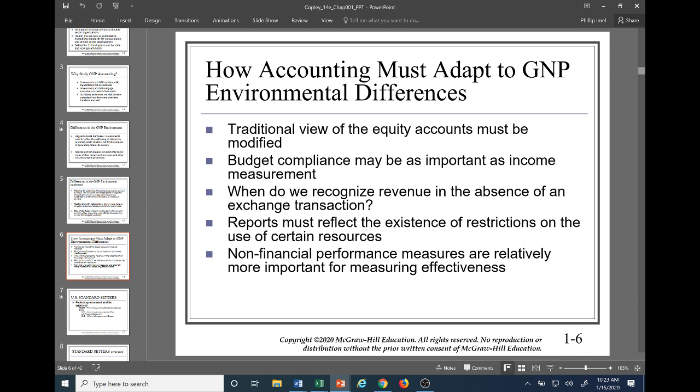And then non-financial performance measures are relatively more important for measuring effectiveness. The reason non-financial performance is just as important is that we're providing services to the general public. Non-financial performance is like whether our community, our city, whatever our municipality is, is running smoothly, and parks are being maintained and stuff of that sort. It means the government's doing a good job using the funds for whatever they're earmarked towards. So non-financial performances are just as important, if not more, than the financial ones.